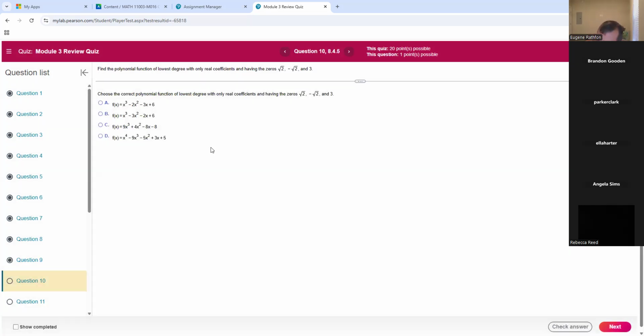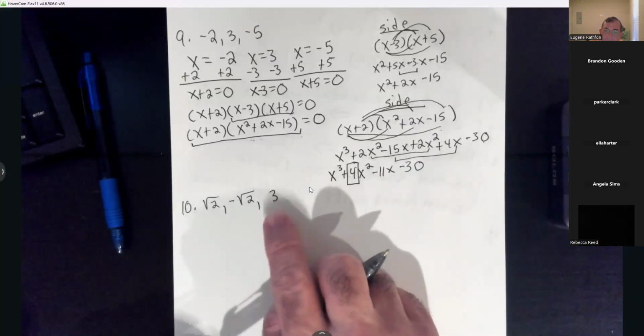All right, y'all, so let's do this on this one then. Same thing. Now they're giving me an A, B, C, D choice on this one, but I'm having zeros of a square root of 2, a negative square root of 2, and a 3. So remember, if you get radicals, they got to come in conjugate pairs. So if you get a positive radical, you automatically need that negative one, okay? All right, so let's go foil this stuff. So these, number 9 and 10, you're doing a little bit of foiling on these, okay?